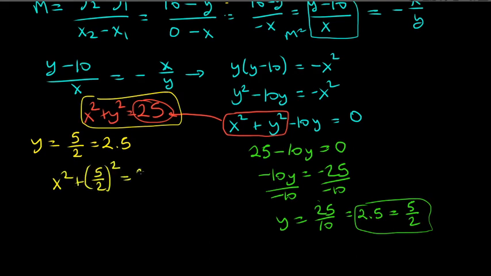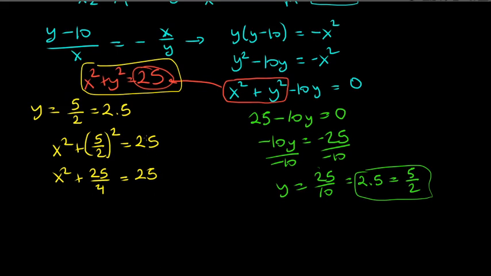Don't forget you have to square it. And then solve for x. So 5 squared is 25. 2 squared is 4. And then subtract the 25 over 4 from each side. So minus 25 over 4, minus 25 over 4. And that's going to give us x squared plus 0 equals 75 over 4, right? 100 minus 25 is 75 over 4.